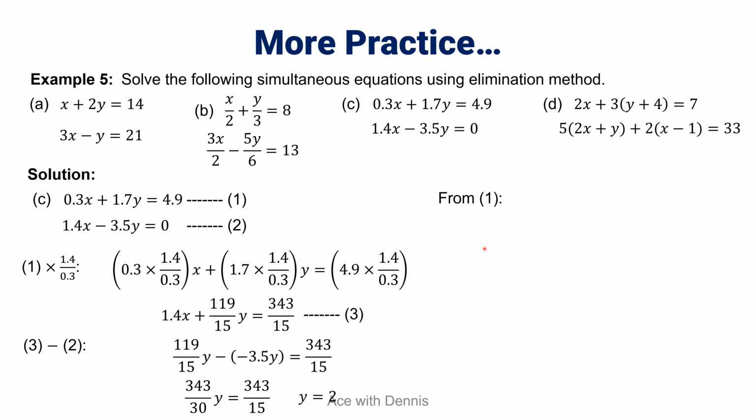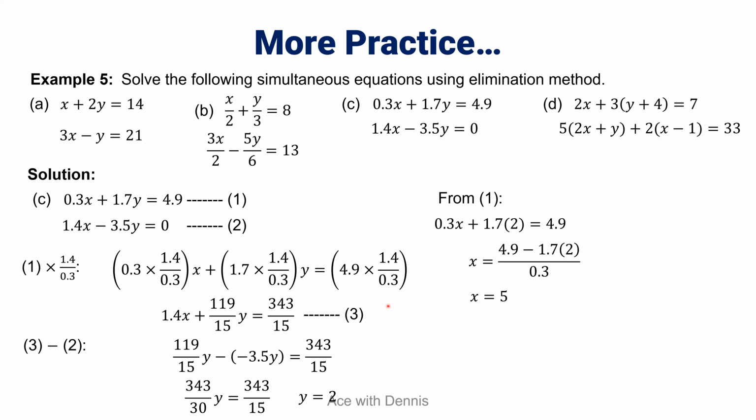Then substitute it into the first equation. y equals 2 becomes 0.3x plus 1.7 times 2 equals 4.9. Solve this equation, x will be 4.9 minus 1.7 times 2, over 0.3, which is 5. Hence the solution will be x equals 5 and y equals 2.